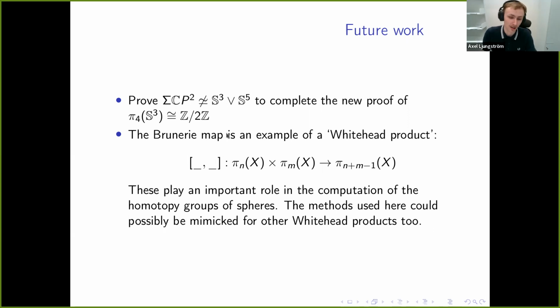And I should also mention that the Brunerie map is just one example of something called a Whitehead product. This is a map that goes from pi n of X times pi m of X into pi n plus m minus 1 of X. These play an important role in homotopy theory and in the computation of homotopy groups of spheres. Since we've computed one Whitehead product by looking at this Brunerie map, it would be interesting to see how this extends to a more general setting, if we can get other Whitehead products too in the same sort of primitive fashion that we've done here.